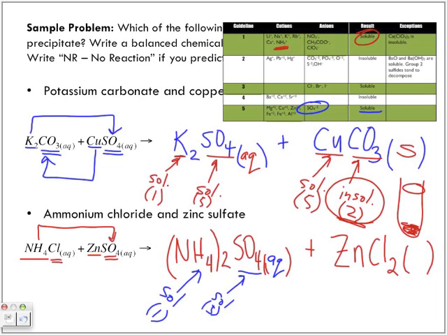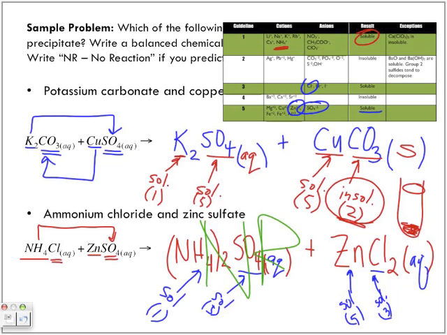aqueous. Zinc chloride. So we've got zinc down here, soluble, and it's guideline number 5. We've got chloride here, which is guideline number 3, which is also soluble. So aqueous. So will we see anything precipitate? No. So technically, no reaction.